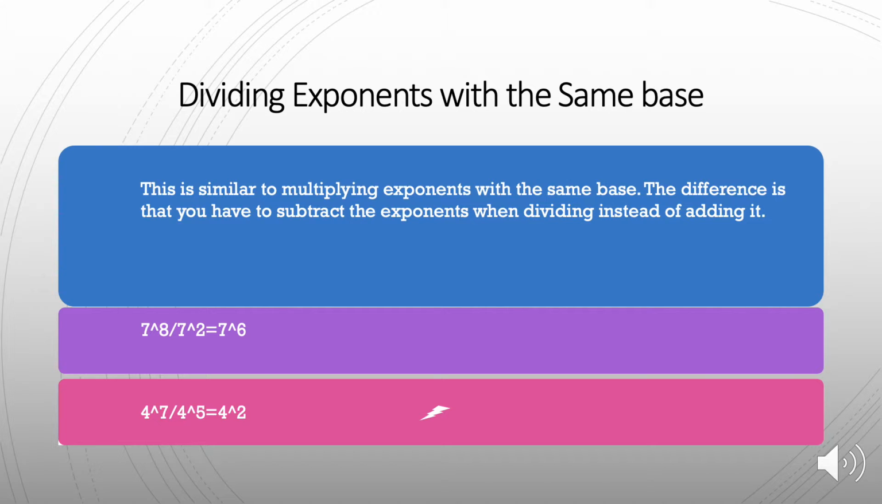4 to the power of 7 divided by 4 to the power of 5 equals 4 to the power of 2. If you wanted to go further, you could do 4 to the power of 2, which equals 16. But for simplicity purposes, we just want to go to the exponent form for now.